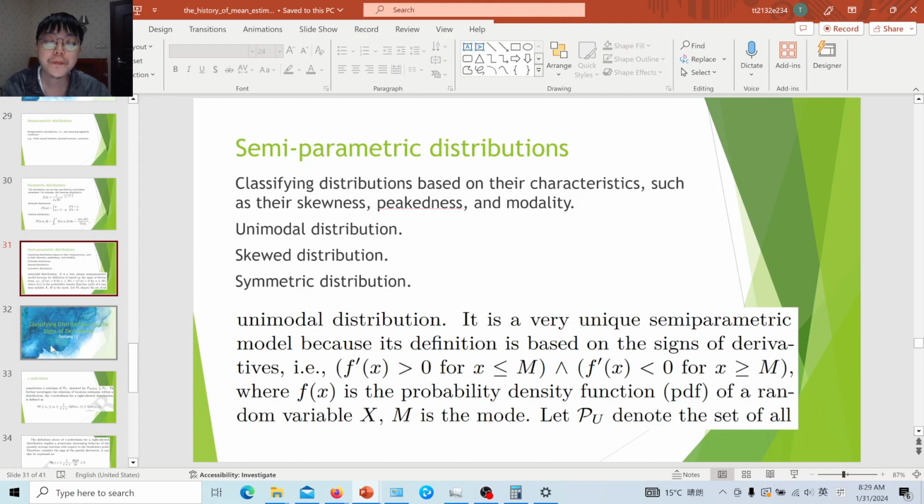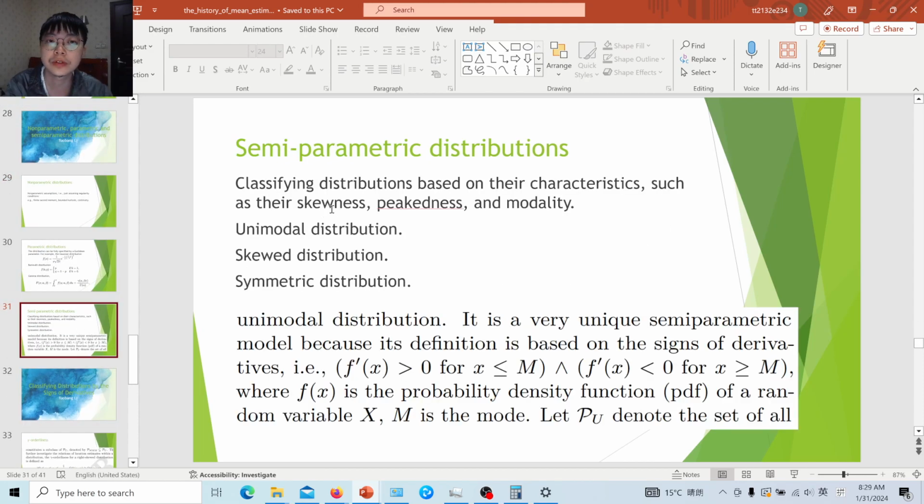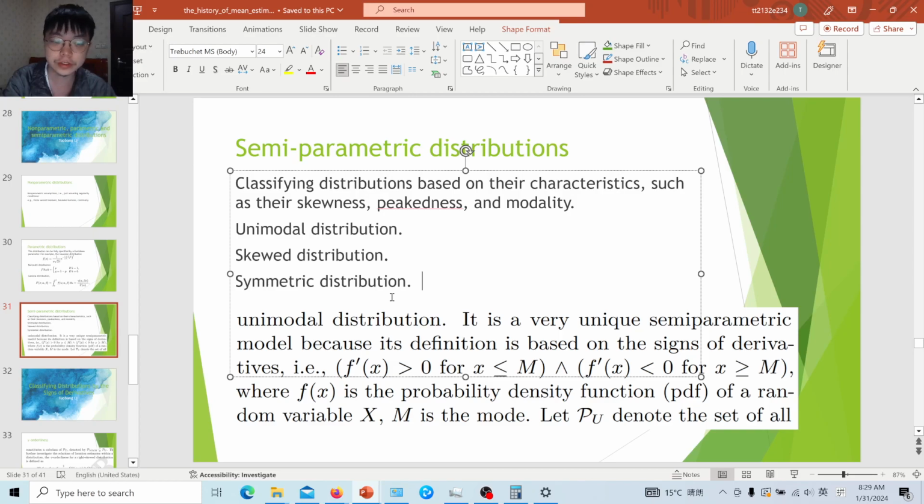And if we classify the distributions based on their characteristics, we can have another class of distributions called semiparametric distributions. For example, the symmetric distribution is probably the first semiparametric distribution we studied. Its definition using the quantile function is that the quantile at epsilon is equal to 2 times the median minus the quantile at 1 minus epsilon.